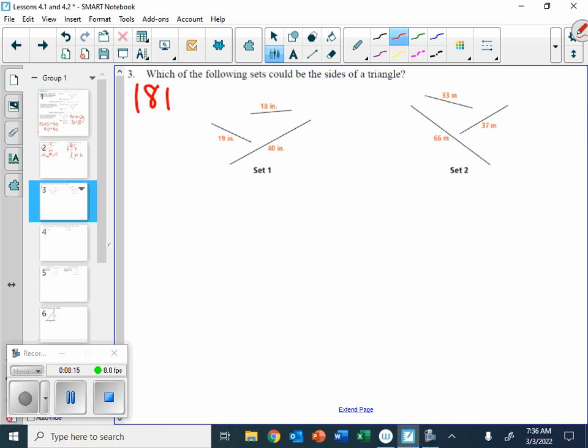So you need to ask yourself, is 18 plus 19 greater than 40? No. What is 18 plus 19? 37. Okay, 37 is not greater than 40. So is this a triangle? No.